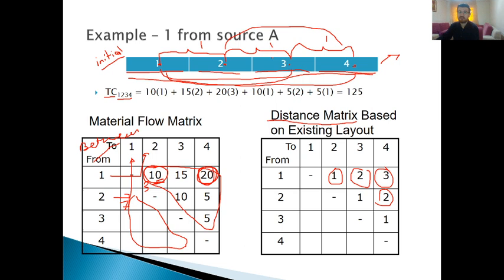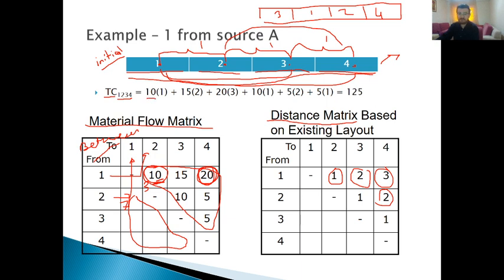So the initial layout might be different from this one. You may have decided to have this kind of initial layout, right? For instance, this might be a different initial layout. 3, 1, 2, 4. Okay? At that point, the from-to flow matrix won't change. However, the distance matrix will change because now the locations of the departments are different, right? However, eventually we will be able to calculate the total cost.